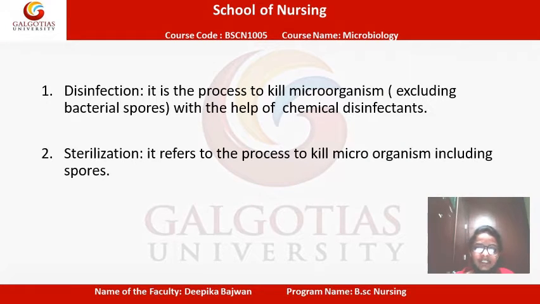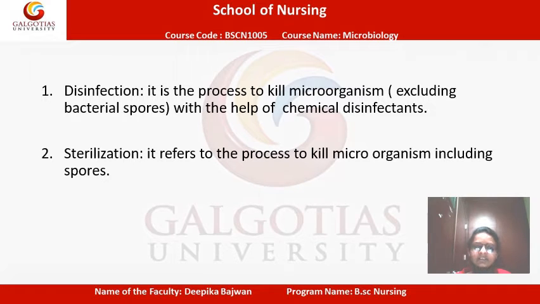Now, first is disinfection. So, what is disinfection? It is the process to kill the microorganisms with the help of a chemical disinfectant. It means with the help of the chemical disinfectant, you can kill the microorganisms, but you will not be able to kill the bacterial spores. So your articles, your instruments will be clean, but you will not be able to completely sterilize. The second is sterilization.